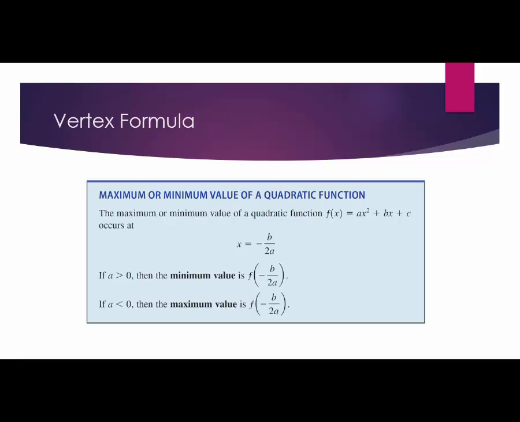Here's just a summary of that vertex formula, a little bit more cleanly stated. The minimum or maximum occurs at x equals negative b over 2a. If a is positive, it's a minimum because that's a parabola opening up, and the minimum value is the y value associated with it. If a is negative, our parabola opens down, so it's a maximum value, and we find it again by calculating the y value when x is negative b over 2a.